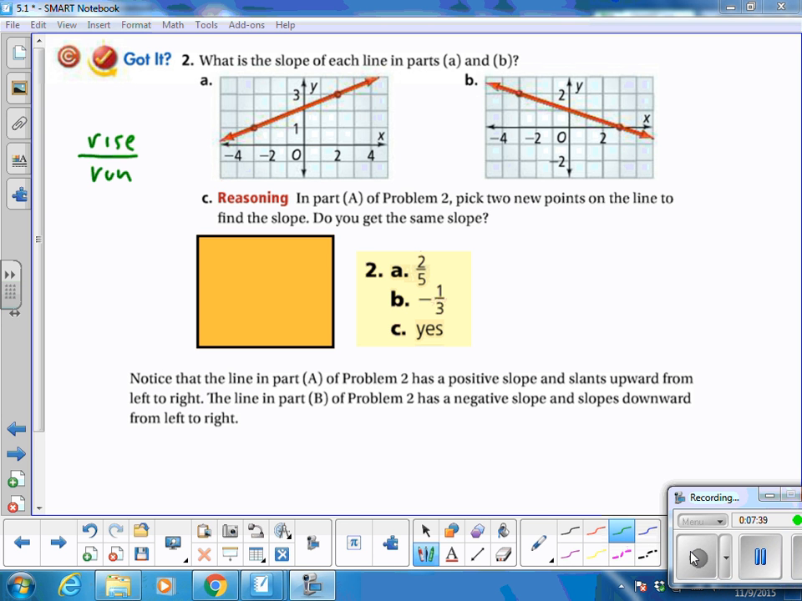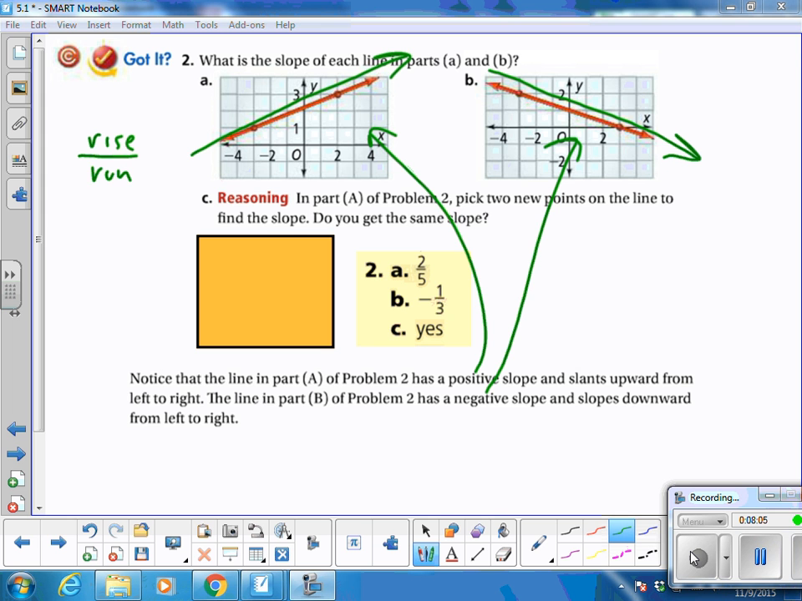Now, if you notice, the line in part A has a positive slope in that it slants upward. So as we travel this way, it does go upward. And B, because graphs are like a story that you read from left to right, as this information is being read, the slope is declining, or we would say it has a negative slope. So positive slope goes up, negative slope goes down as you read from left to right.